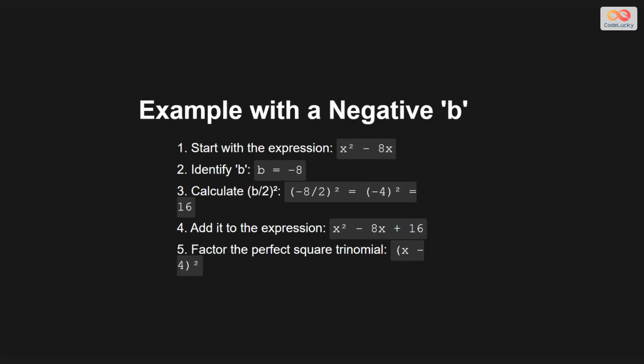The process works the same way even if b is negative. For the expression x² - 8x, our b is -8. Half of -8 is -4, and squaring that gives us positive 16. Adding 16 gives us x² - 8x + 16, which factors to (x - 4)².